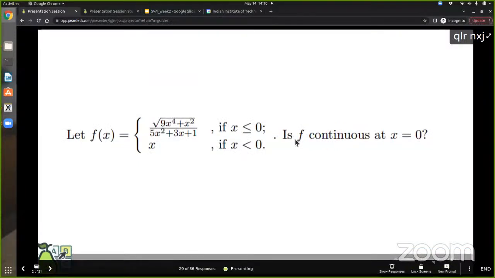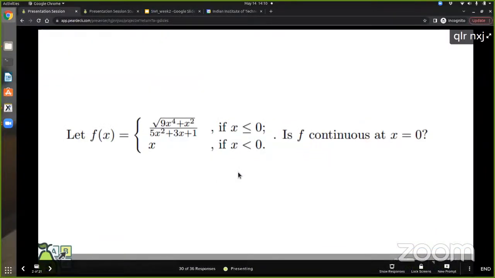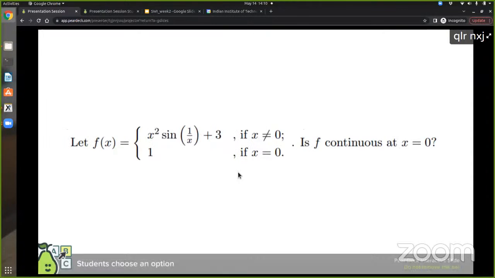Simple. So the three students who filled in no, I hope you got the idea. I hope you would have corrected your mistake. So let's go on and see the next question, which is similar. I hope you all will be able to do it now that you know how to check for continuity. So let's see whether this function is continuous or not.